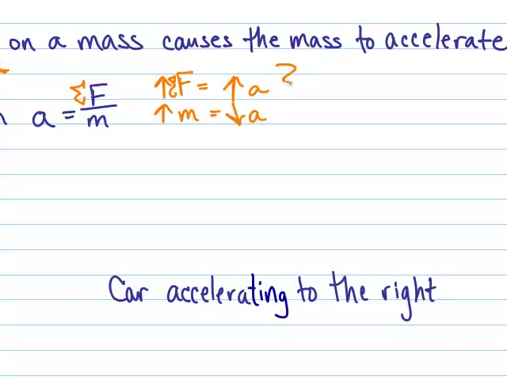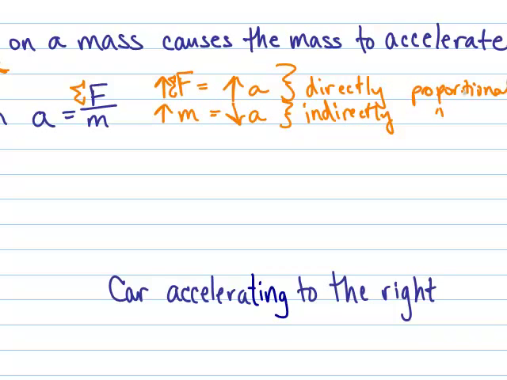We would say that if we had a situation like an increase in force equals an increase in acceleration, they are directly proportional, meaning when one goes up, the other goes up. And then if we look at an increase in mass causes a decrease in acceleration, we would say that those are inversely proportional, because when one value goes up, the other goes down.